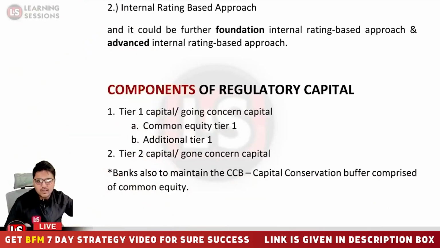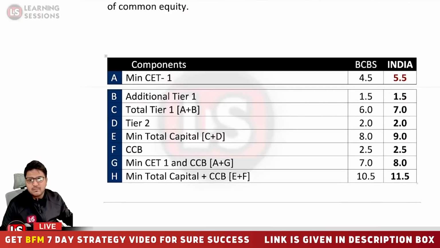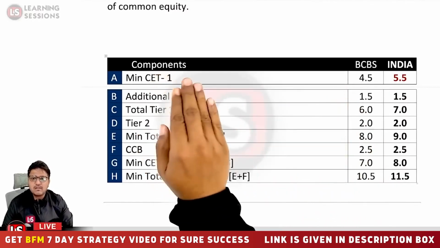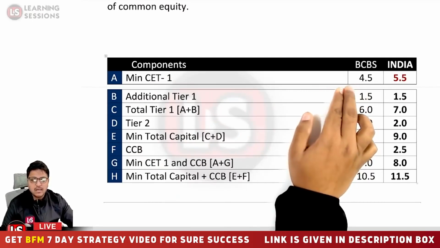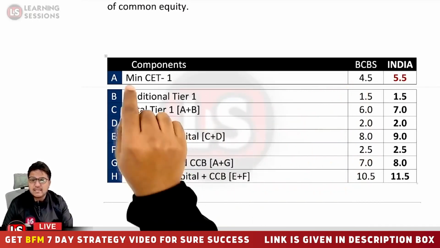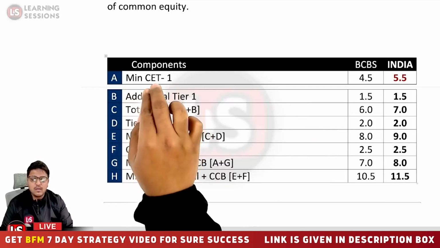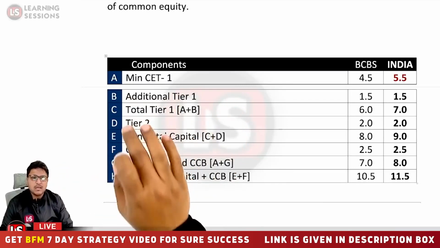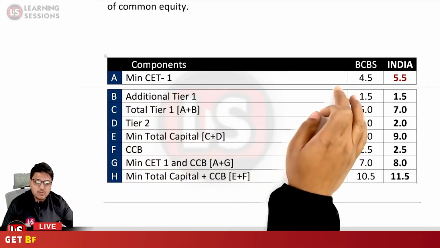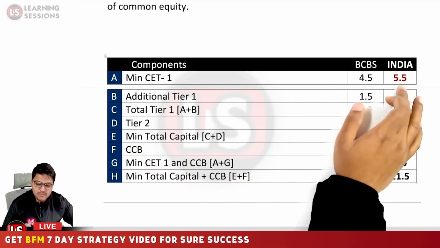First of all, let us have a look at the components so prescribed by the BCBS and the Reserve Bank of India. So as per the BCBS, the minimum CET1 prescribed is 4.5%. I'm just emphasizing it more over here. This is the minimum percentage of the common equity tier 1 ratio that is to be maintained. This is a minimum percentage and not the maximum one. Okay, so minimally the 4.5% is to be maintained, but as per the Indian regulator, it is basically prescribed to be 5.5%.